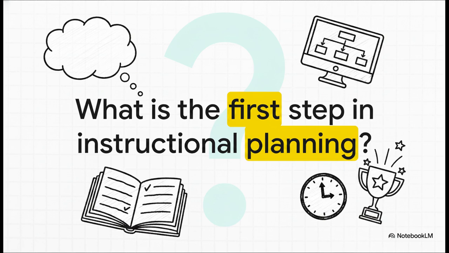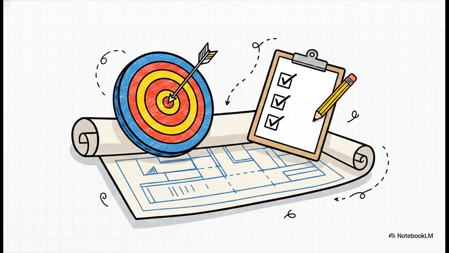Imagine you're sitting in the exam hall and this pops up. The first and most crucial step in instructional planning is to. Your options might be to choose a fun activity, select a textbook chapter, plan the assessment, or write clear learning objectives. And the answer is to write clear, measurable learning objectives.